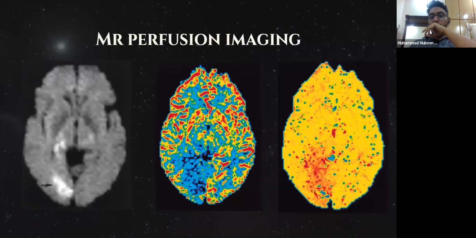Then a very important part is the perfusion imaging of the brain. CT perfusion and MR perfusion are both performed. We give contrast to the patient and calculate three parameters: blood flow, time, and blood volume to a particular area.